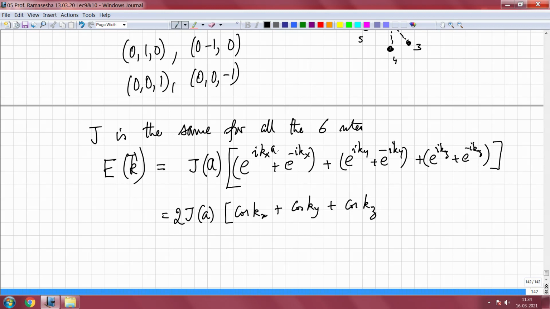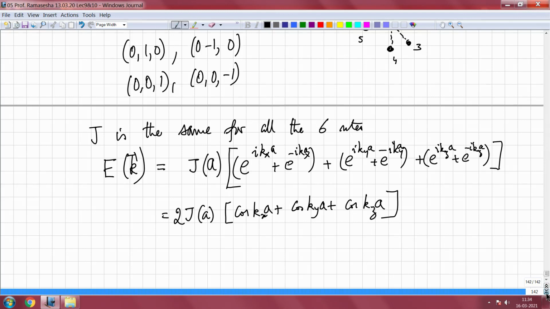So, in fact, you can actually add the lattice constant A here, because I have taken A to be unity, but if you have a lattice constant which is A, then you will get the following. So, this is the contribution to the energy band dispersion from the nearest neighbors.